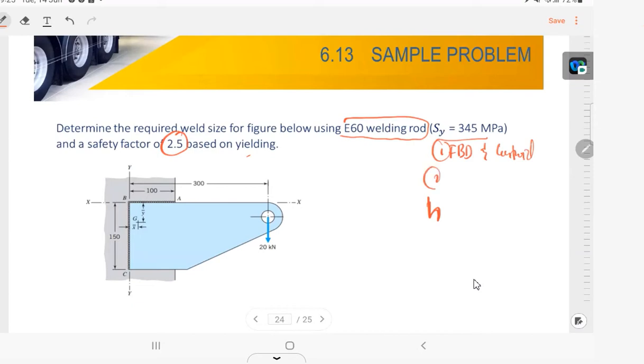Okay, then number 2, transfer all the forces and moment to the centroid. Transfer all forces to the centroid.